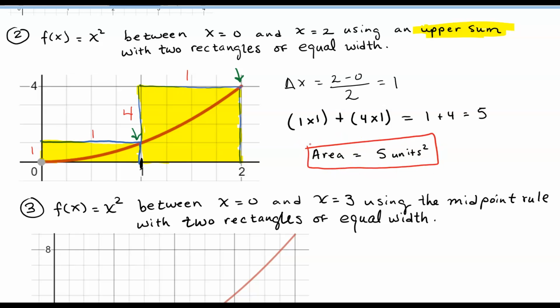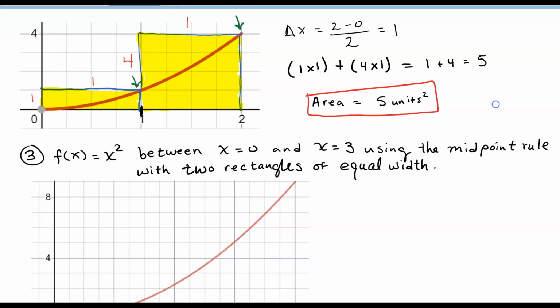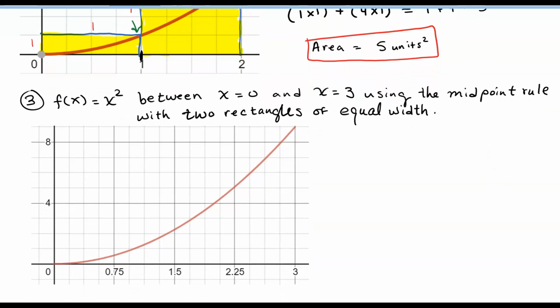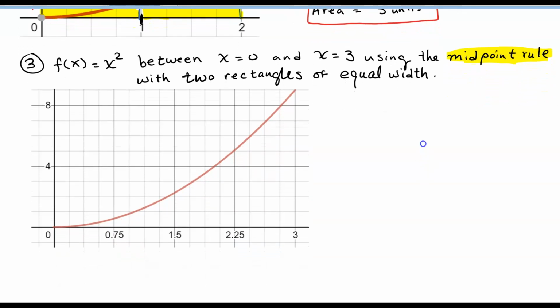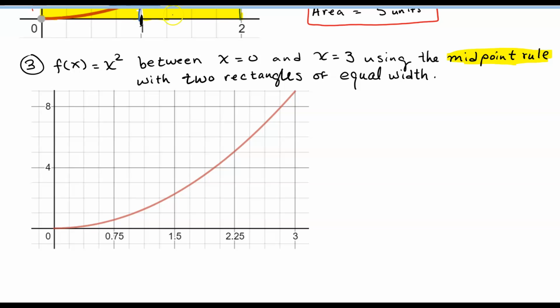Now let's take a look at the last one and see how this one is a little bit different. This one right here is asking for the midpoint rule. So we're looking at f of x equals x squared again, but in this case from 0 to 3. Let's write out what our delta x is. In this case, 3 minus 0, and then they want us to use 2 rectangles. So 3 over 2 is 1.5.